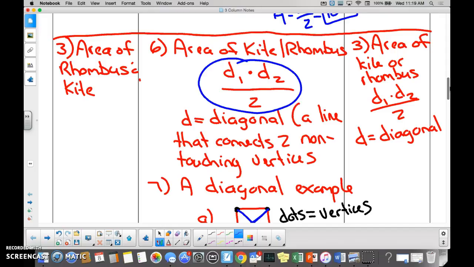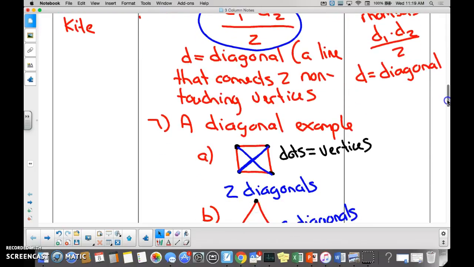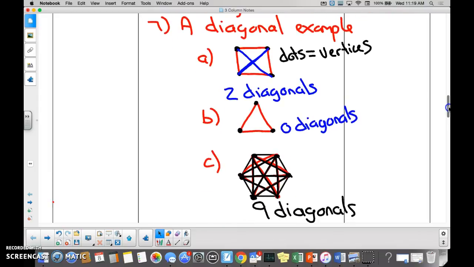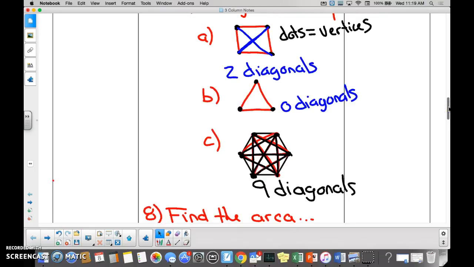D1 and D2 means diagonal, and we spent a long time on this lesson talking about what a diagonal is. Okay, a diagonal is, hey, we're in a video, Mrs. Miller. Want to say hi? Okay. A diagonal is when you have two vertices that aren't connected.